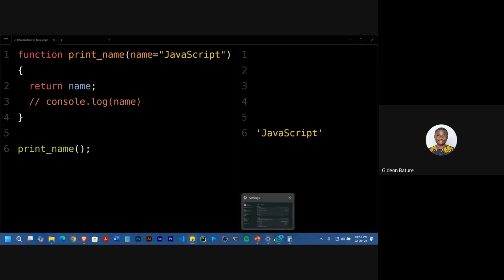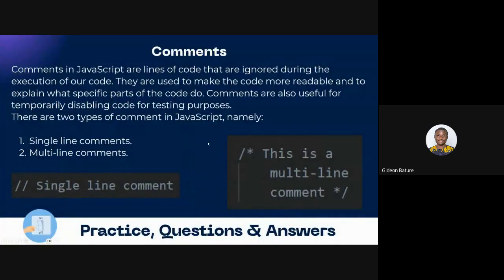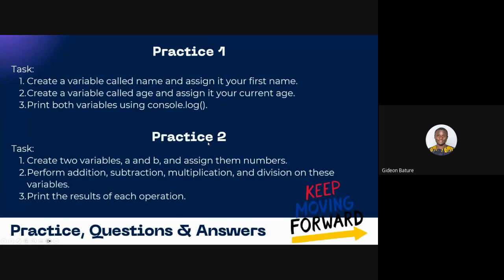All right. So let's look at some practice questions, right? So we have this practice question, and what did he say? He says task: create a variable called name and assign it your first name. I believe we can all do this one. Secondly, create a variable called age and assign it your current age. I still believe we can do this one. Then print both variables using console log, right?